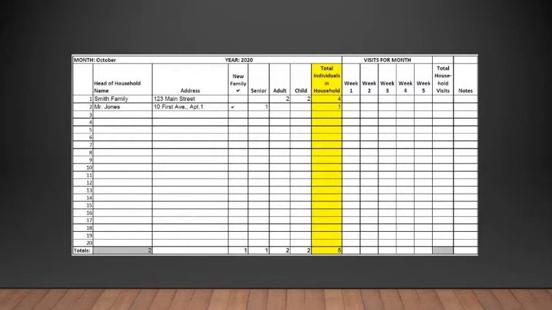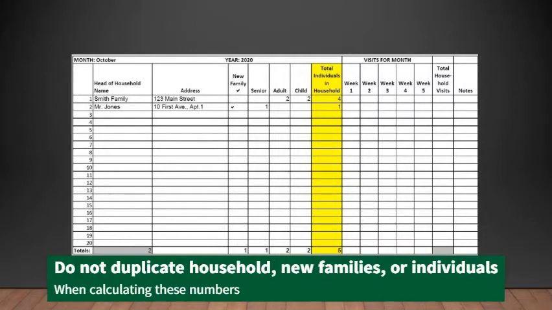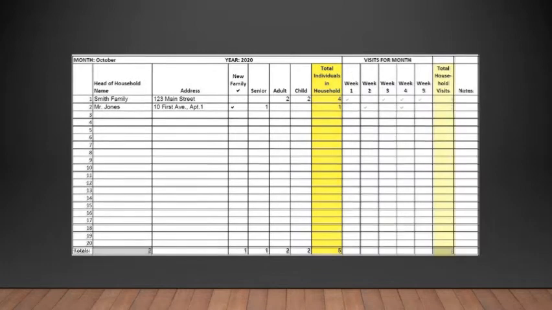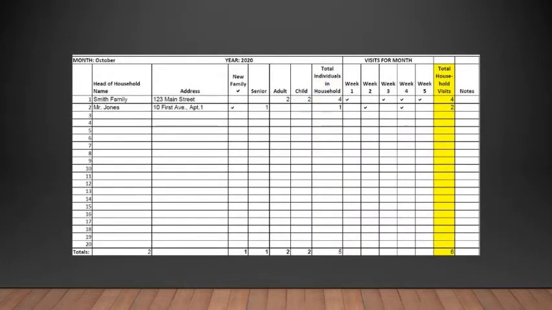So far, we have households and individuals. We have 2 households and a total of 5 individuals. Please do not duplicate the household, new families, or individuals when calculating these numbers.